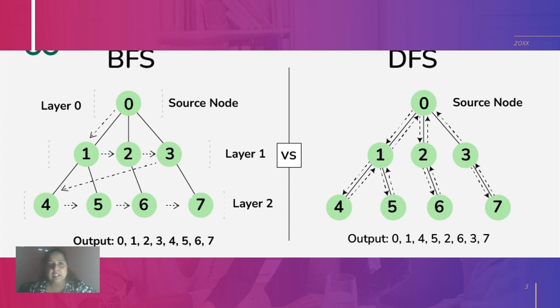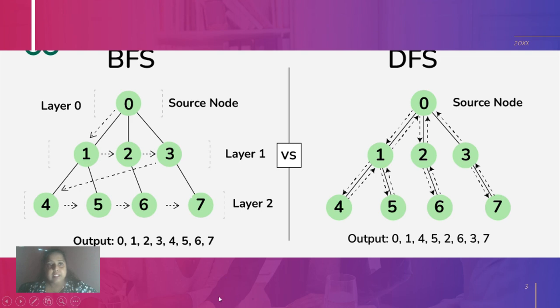BFS starts with the source node and goes layer by layer, from the source node to layer 1, from the left node to the right node, one by one. After that, it goes to the next layer, from the leftmost node to the rightmost node. That's how it does that task.